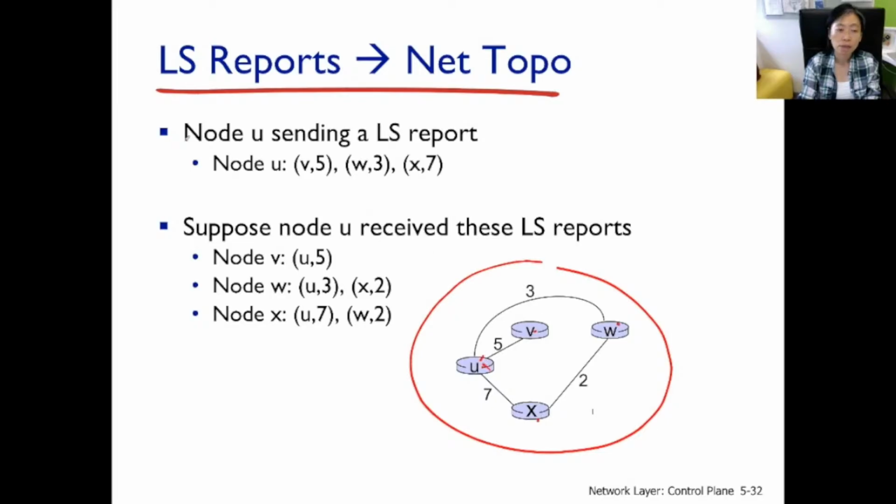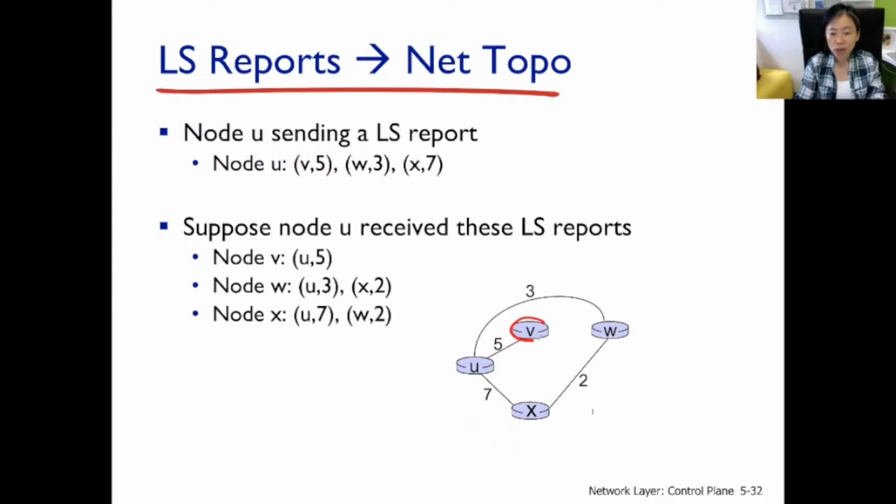So if we are node U, and generating node U's link state report, it's going to contain this: the ID of the node itself. There are 3 neighboring nodes, V, W, X, and the cost on the link to these nodes, 5, 3, 7. So U to V, link cost 5. U to W, link cost 3. U to X, link cost 7.